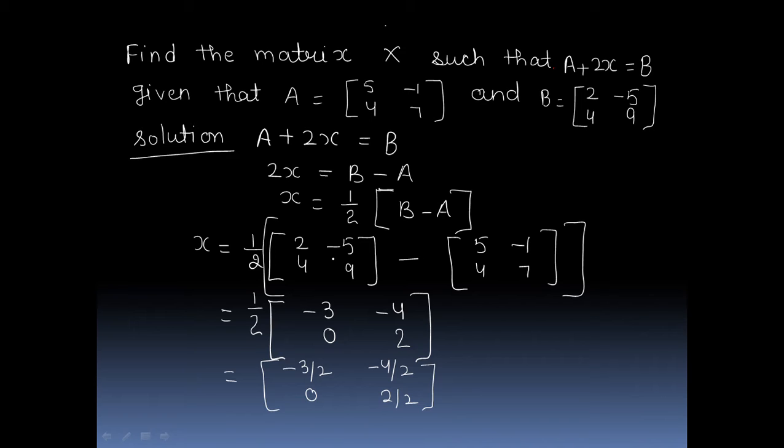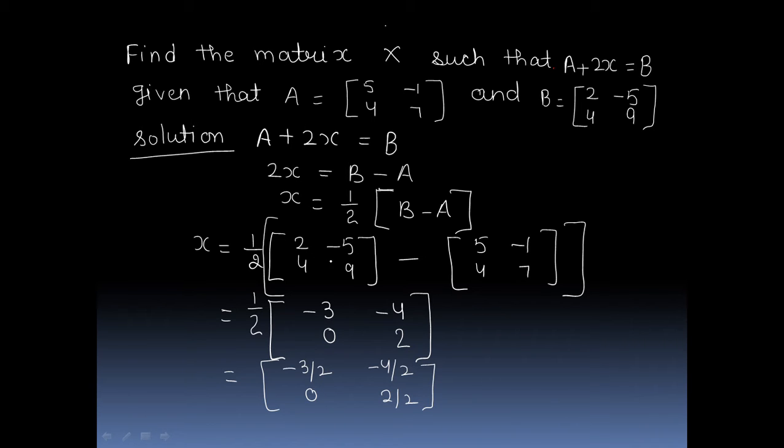First of all, we solve the equation A plus 2X is equal to B. In this equation, first of all, we keep 2X on the left hand side and we take the A to the right side. X is equal to 1 by 2 times (B minus A). Now we substitute the values of B and A. After substituting the matrices of B and A, we solve this equation.